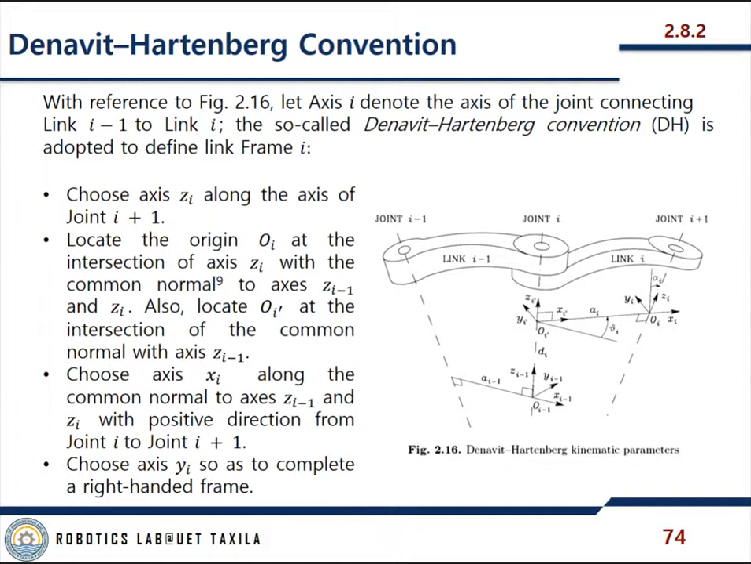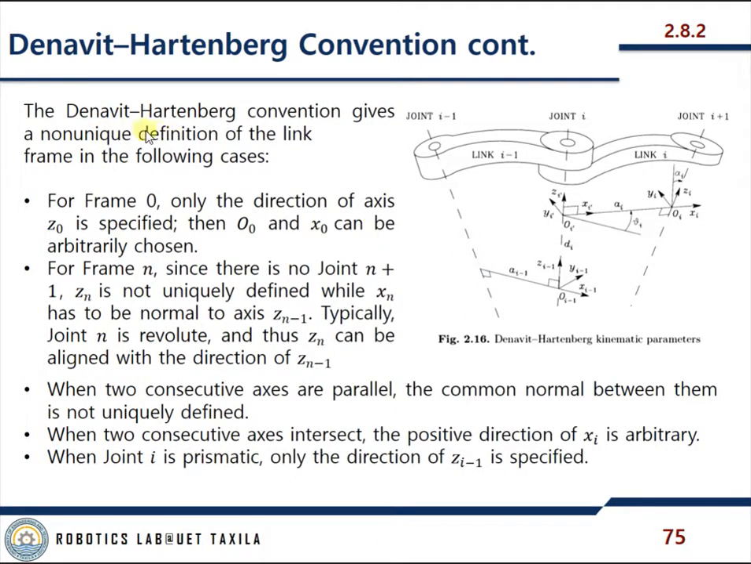Let's go further. The Denavit-Hartenberg convention gives a non-unique definition of the link frame in the following cases. In all such cases, the indeterminacy can be exploited to simplify the procedure. For instance, the axes of consecutive frames can be made parallel. We can exploit these properties and simplify our procedure.